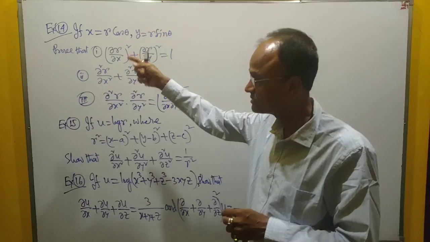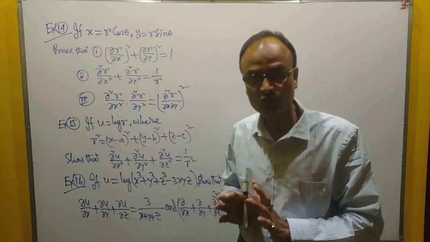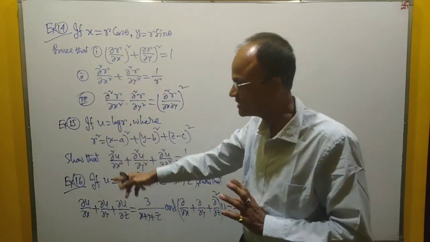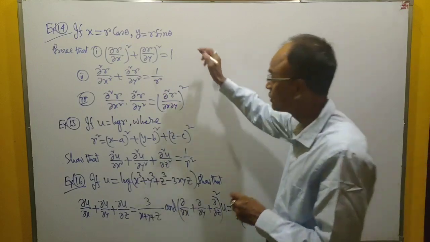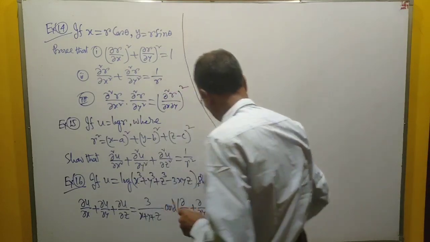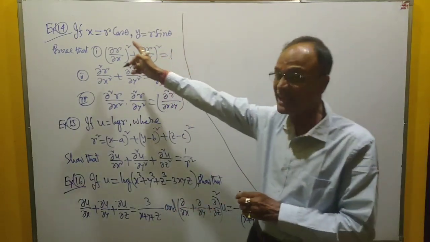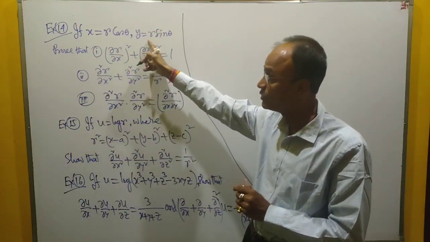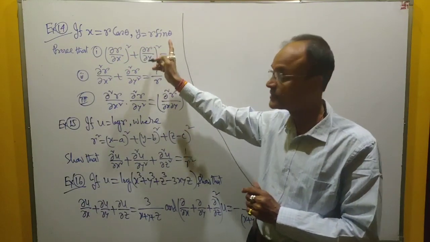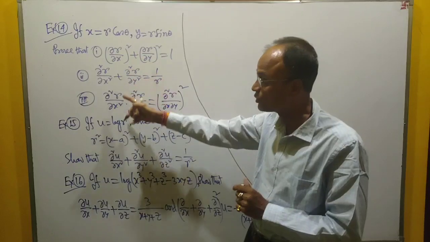Already we have done 13 questions. Today I shall try to solve these three problems. See the question number 14. If x equal to r cos theta, y equal to r sin theta, then we have to prove this one.